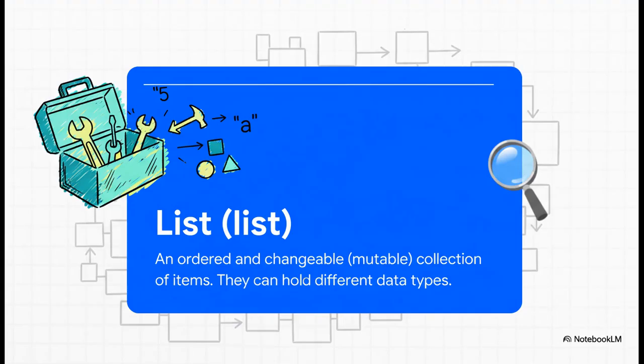A Python list is, well, it's pretty much exactly what it sounds like. A collection of items held in a specific order. The two key things you absolutely have to remember about lists are that the order matters and, most importantly, you can change the list after you've made it.